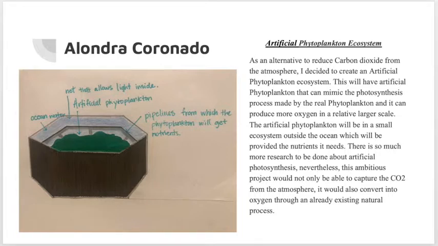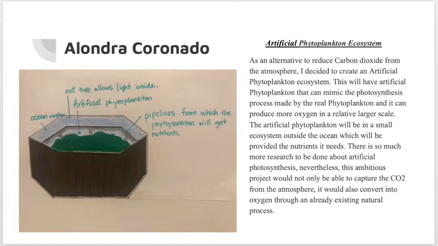Let's begin. For my design, I decided to create an artificial phytoplankton ecosystem which will mimic the ocean conditions needed for real phytoplankton to survive, but it's going to have artificial phytoplankton inside. In my design, the artificial phytoplankton is inside this container, which has ocean water, and around the phytoplankton it has pipelines which will provide the nutrients it needs to grow.